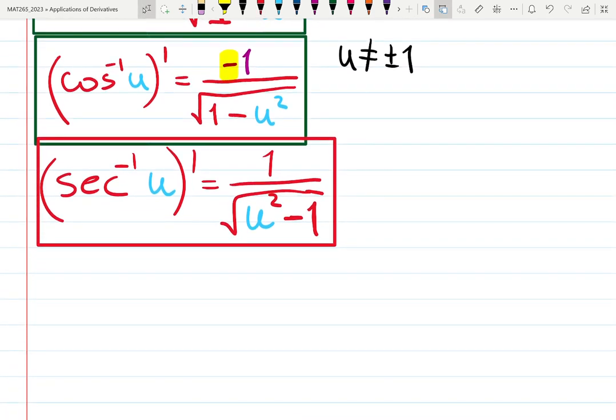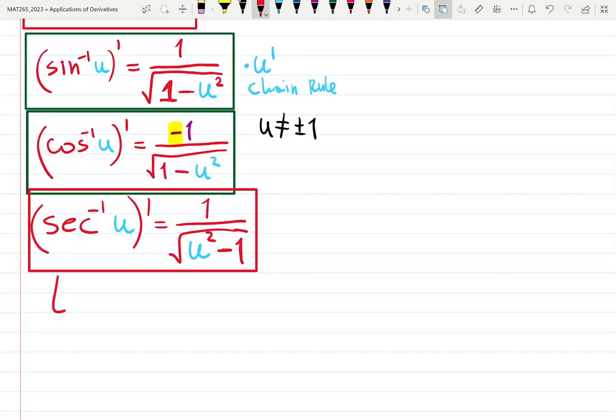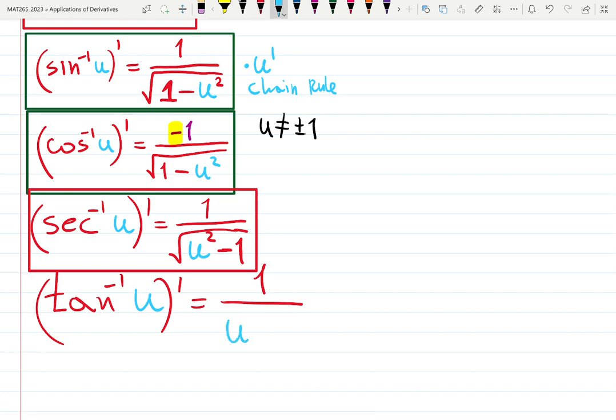The tangent is going to be your favorite. Arctangent of u prime equals 1 over, no square root, u squared plus 1. And that means the order doesn't matter, finally. So you can forget the order, at least for this guy. Put it in the box. You need to know these 3.